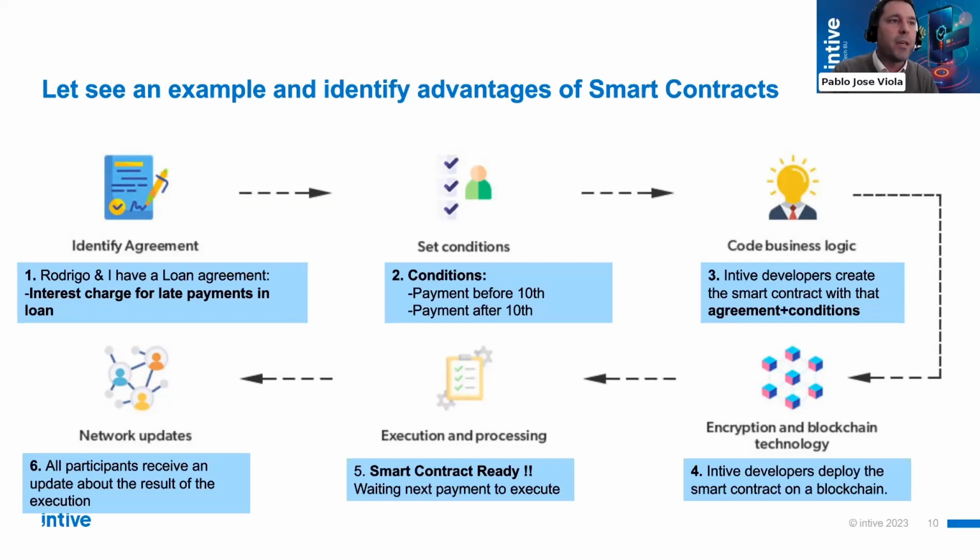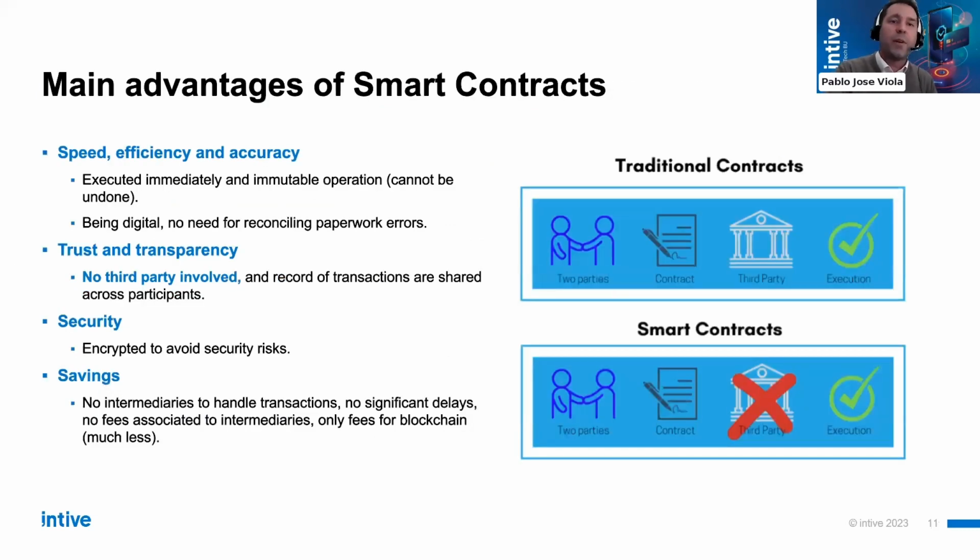So that makes it fair for both of us. Let's recap what the main advantages of having a smart contract are. First, we can speak about speed, because they are executed immediately with no time loss. Then, there is no need for a third party to be involved. If we want, we can add a third party in the smart contract, but there is no need to have one to make the smart contract work.